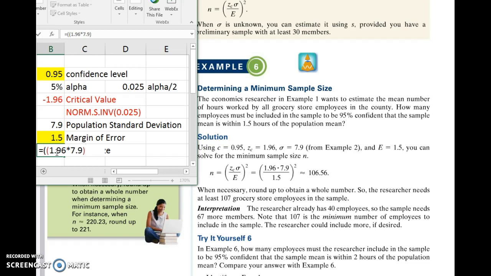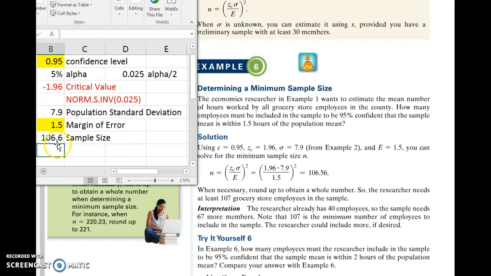So the top part's captured, divide by our margin of error. Now we can close out all the parentheses because we're raising the entire thing to the second power. We're squaring it all. Type that in, and you get our sample size needs to be 106.6.